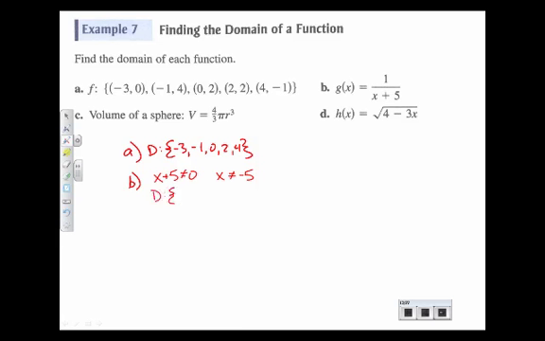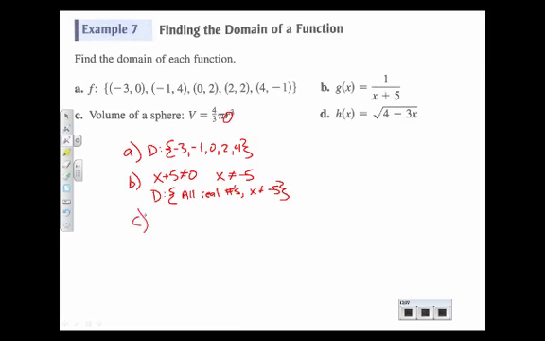The domain: all real numbers except x does not equal negative 5. For c, the volume of a sphere, v equals 4/3 pi r cubed, we have to ask ourselves, what is the input? The input is the domain. The input here is the x value, and that's the r in this situation. R is being cubed. Is there anything that would not be allowed to be cubed? No, there is not.